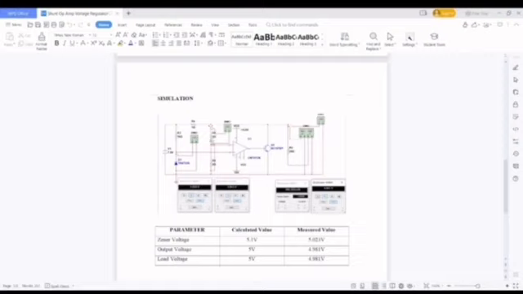As you can see, the resistor is in parallel with the transistor. Here we can see that the output is 4.981 volt. The Zener voltage is 5.023 volt.